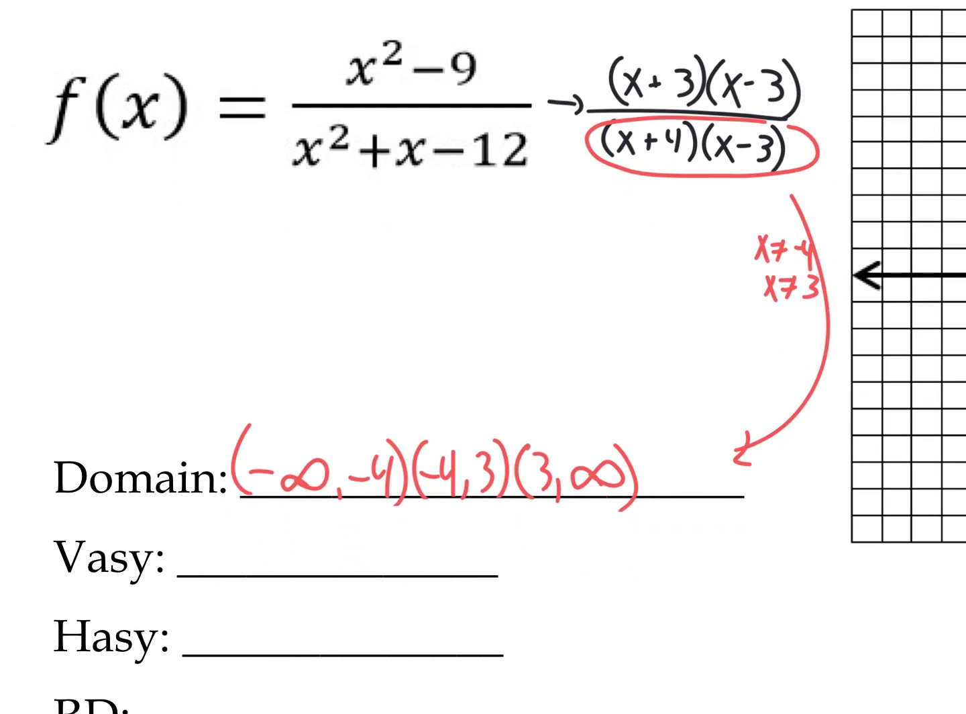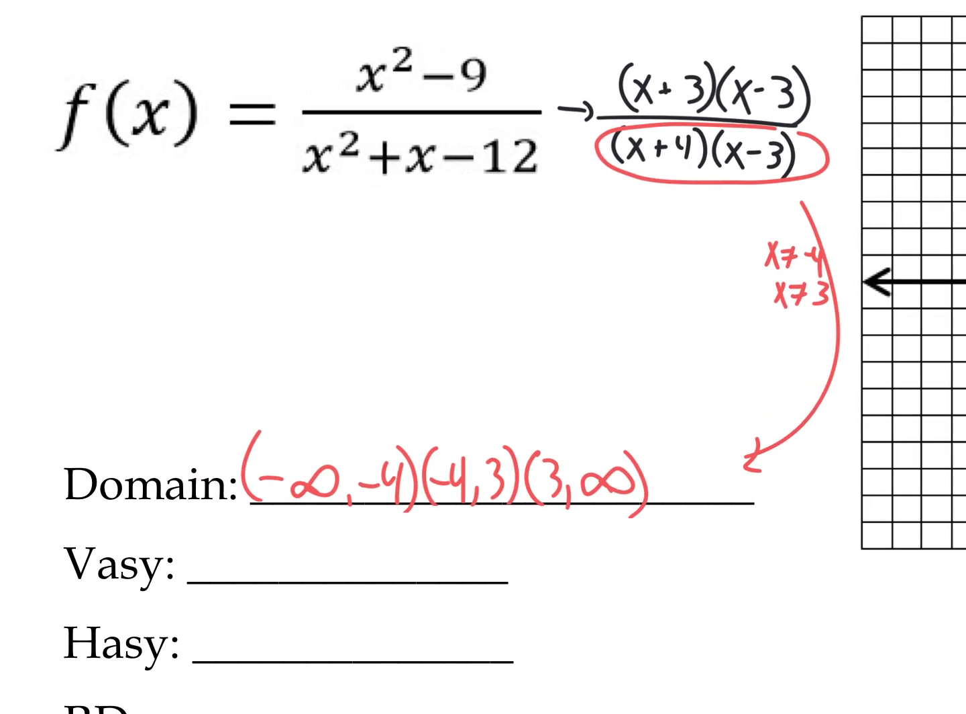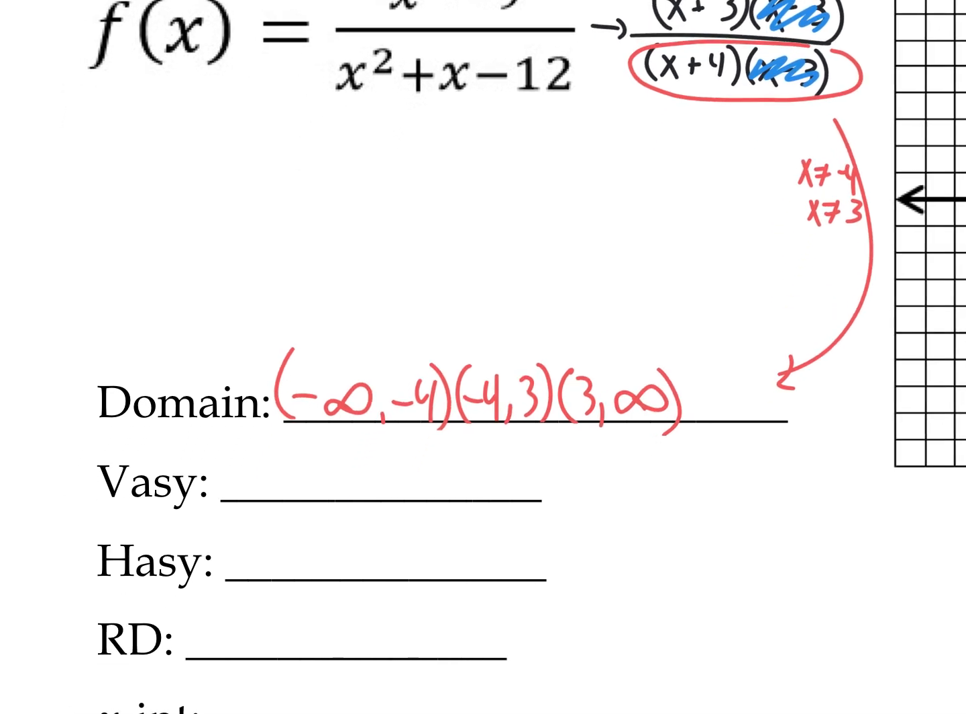All right. Let's see if anything cancels. Oh, would you look at that? The x minus 3's cancel. The x minus 3's cancel, and that value that corresponds with it was a 3. So I'm going to have a removable discontinuity at 3 comma something. My remaining function is x plus 3 over x plus 4 after that cancellation has occurred.